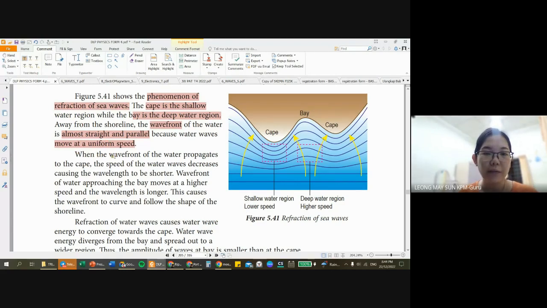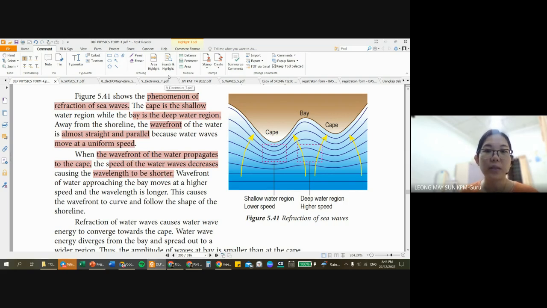But when the wave fronts of the water propagate to the cape, propagate means to move. I repeat, propagate means to move. When the wave front moves towards the cape region where it starts to become shallow, the speed of the water wave decreases, causing the wavelength to be shorter. So when the depth of the water decreases, the speed of the water wave decreases.